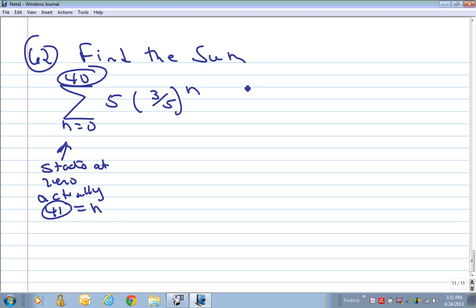So I'm going to go back, and we're going to use the sum formula, which is s sub n equals a sub 1 times 1 minus the ratio raised to the n power, all over 1 minus the ratio. So that's our formula, and we want to total up 41 terms. We have to be really, really careful.